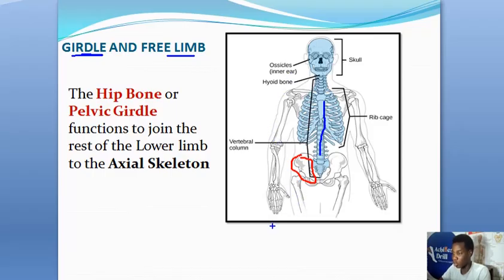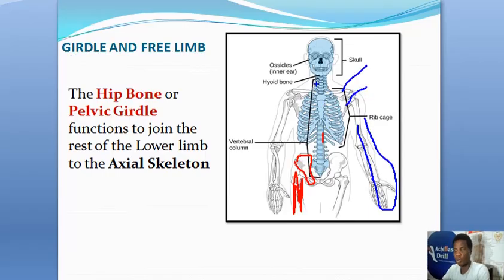So I want to draw your attention to the girdle, the basal segment in each of these limbs, and that's the part I painted red right here. This is the hip bone, otherwise called the pelvic girdle in the lower limb. In the case of the upper limb, the girdle is the clavicle and the scapula. So those are the pectoral girdle, the part of the limb joining it to the axial skeleton. So we'll talk about this pelvic girdle in details now. The pelvic girdle, otherwise called the hip bone.